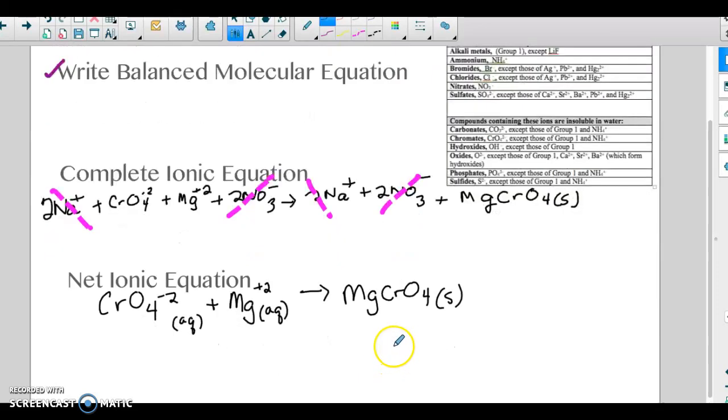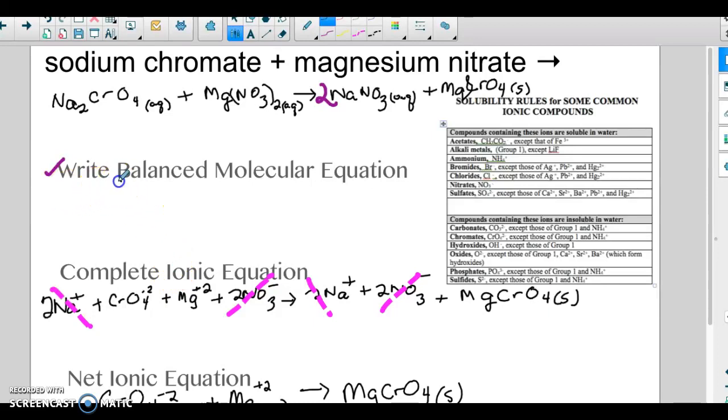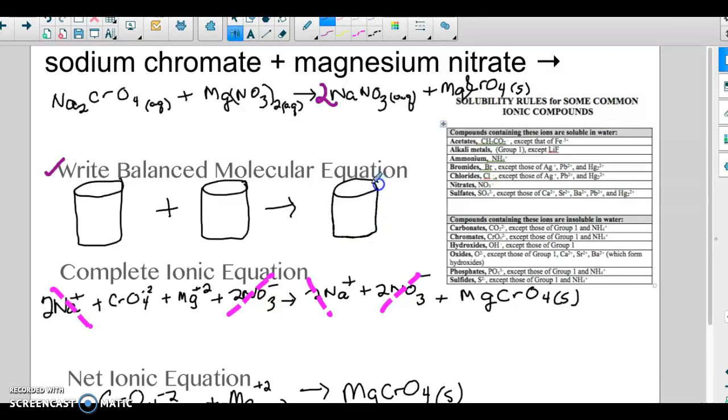There's times where you will be asked to draw a picture of what's going on, and when you do this, you would want to kind of have like a beaker for each of the reactants, and then you'll have a beaker for what you get once everything has been reacted. So in the first beaker, I'm going to put some water, and then I'm going to put the sodium chromate in here. So I would have 2 sodium ions and 1 chromate ion loose in that water.